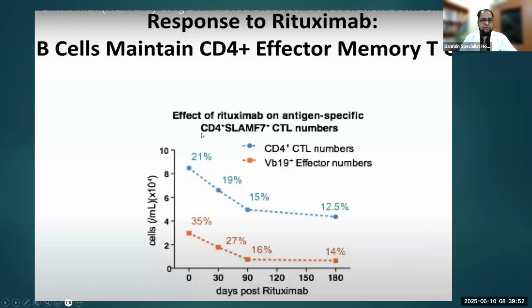So what happens to the CD4 CTLs now, which are causing the increased selection or class switching to IgG4? CD4 CTLs are not much decreased. There is a slight decrease from 21% to 15% after a period of nearly 3 months. So they still persist, and that's the reason why the patient has to be on maintenance therapy for long.